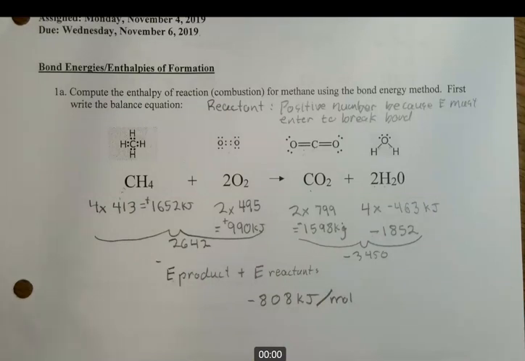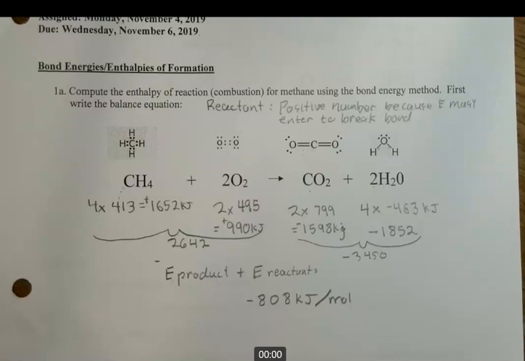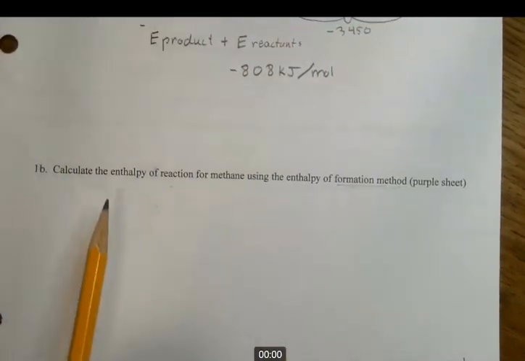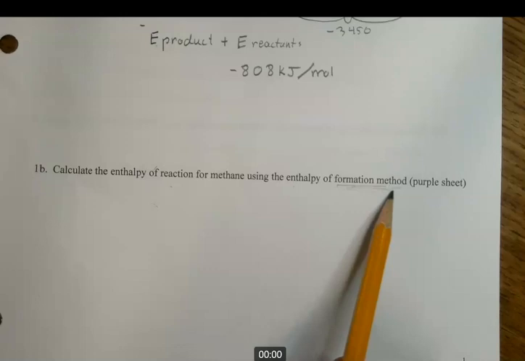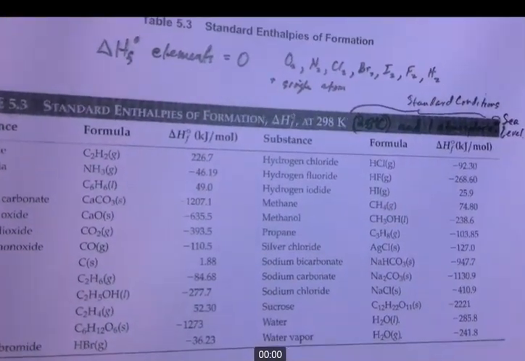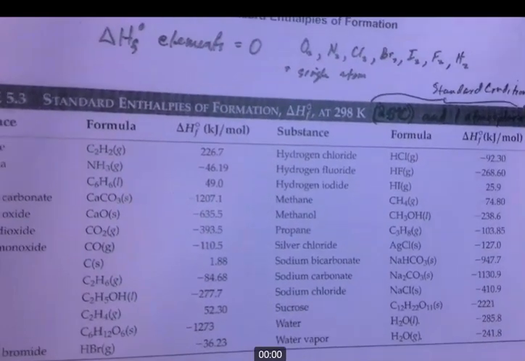Now let's use the enthalpy of reaction method. So you've done this one before. Actually get the enthalpy of reaction using the enthalpy of formation method, okay? So that's the purple sheet. So pull out your purple sheet. Okay, so let me come on down here where I was talking about. So calculate the enthalpy of reaction for methane using the enthalpy of formation method. So you're going to use this sheet. It has enthalpy of formations for all of these. You don't have to write out the formation reaction. You just have to get the number and do this.